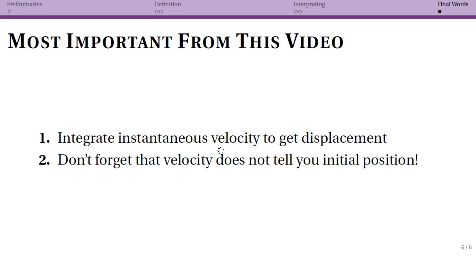The other thing that I want to stress is that whenever you're working with velocity, you don't know initial position, so you either need to define it in your coordinate system, read the problem carefully to see if an initial position has been given to you, or just work with displacement, which is frequently something that's very reasonable to do.